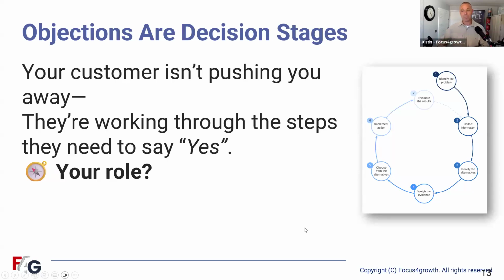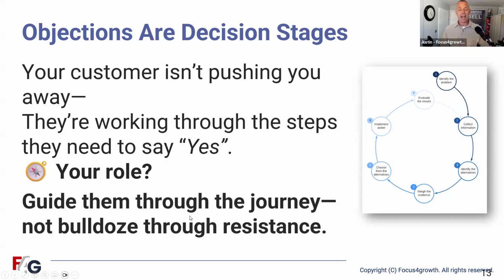So that objection, when they raise it, is very often them working through that decision making themselves. And our role in guiding them is to help them understand what the evidence is, what the alternatives are, and how to make the right decision. We should be guiding the customer through handling the objection. Really, that's our role: guide through objections with customers, not bulldozing through resistance or explaining or justifying. We can get to explanation and justification, but we do it after we've understood what's really going on with the customer for that objection.